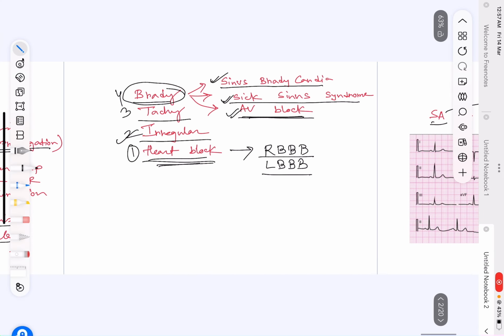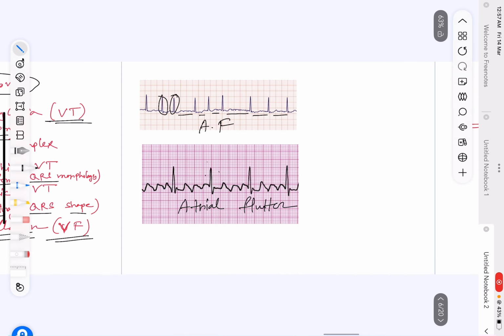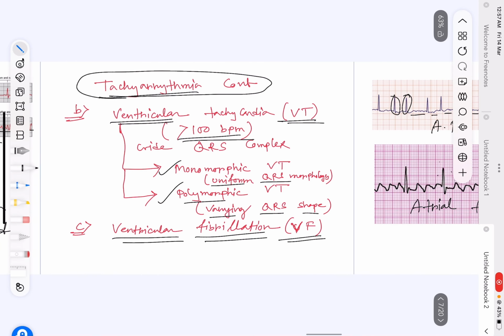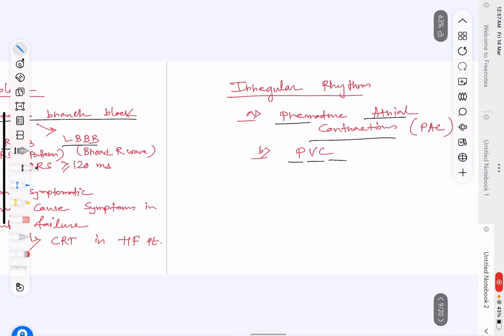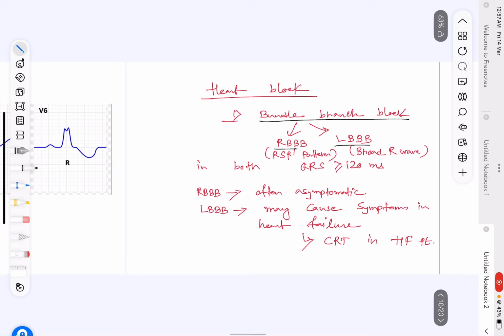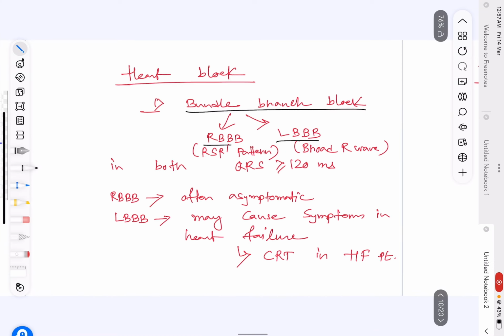Now coming to the, sorry, I'm a little bit slow in this thing. Okay, we have understood irregular rhythms, heart block, right and left bundle branch block, and then I'll go to sick sinus syndrome, the last topic in bradyarrhythmias. Sick sinus syndrome. Before that, let's study the bundle branch block, right and left bundle branch block.